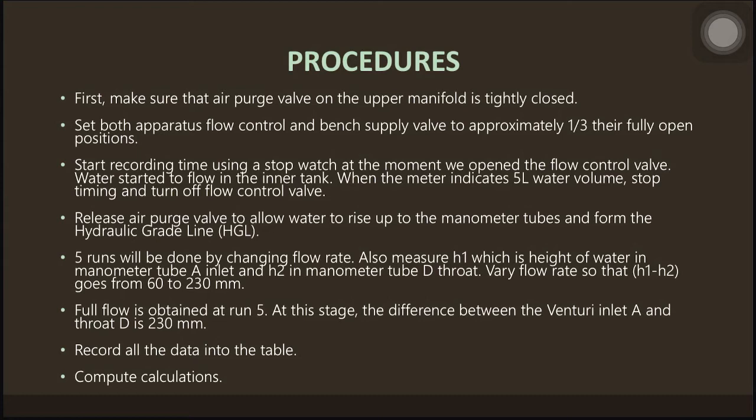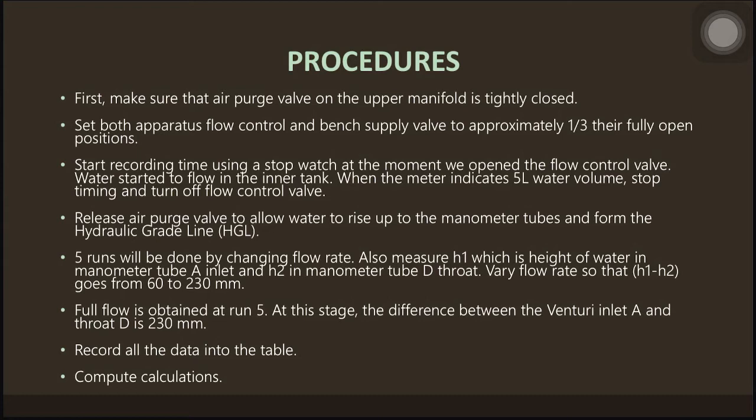Third, start recording time using a stopwatch at the moment we open the flow control valve. Water starts to flow into the inner tank. When the meter indicates 5 liters of water volume, stop timing and turn off the flow control valve. Fourth, release the air purge valve to allow water to rise up the manometer tubes and form the hydraulic grade line, HGL. Fifth, 5 runs will be done by changing the flow rate.